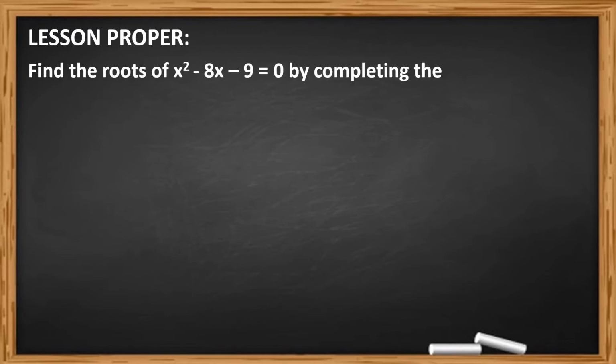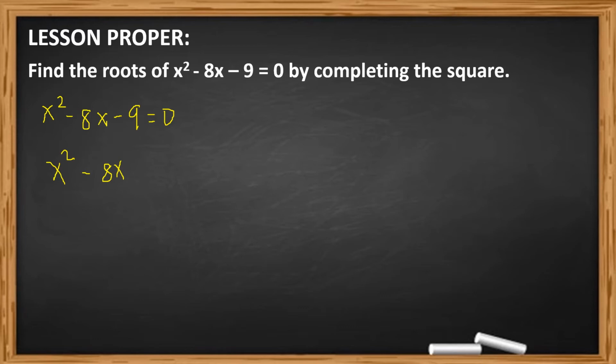Find the roots of x squared minus 8x minus 9 equals 0 by completing the square. So we have to apply what we have learned earlier on perfect square trinomial and square of binomial. But first, we have to rewrite our original equation. So x squared minus 8x minus 9 equals 0. Okay, tapos actually ang pinaka first step natin ay ito. Ihiwalay ninyo si constant term mula sa mga terms na mayroong variables.